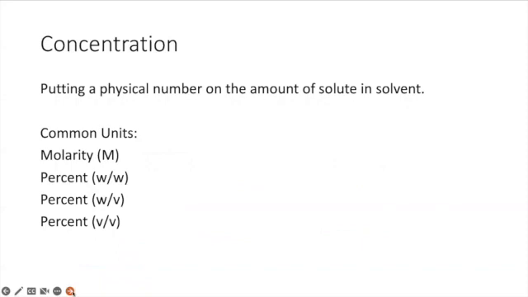So concentration is probably a term we're somewhat familiar with. This is basically putting a physical number on the amount of solute and solvent. So basically, you're able to quantify how concentrated a solution is, or not concentrated for that matter.